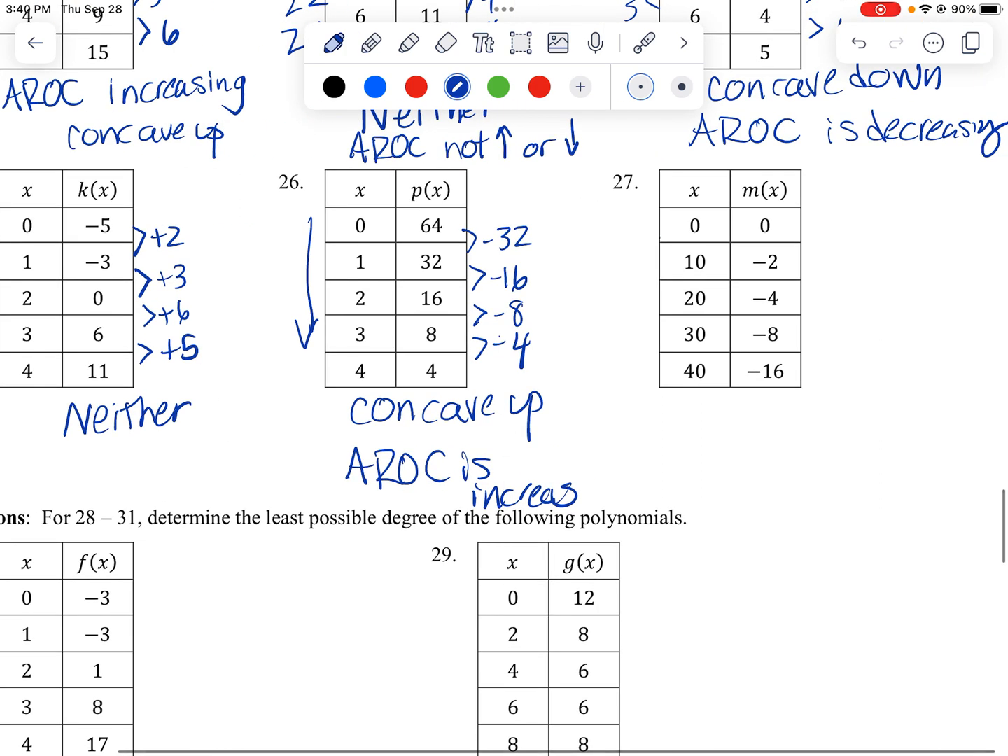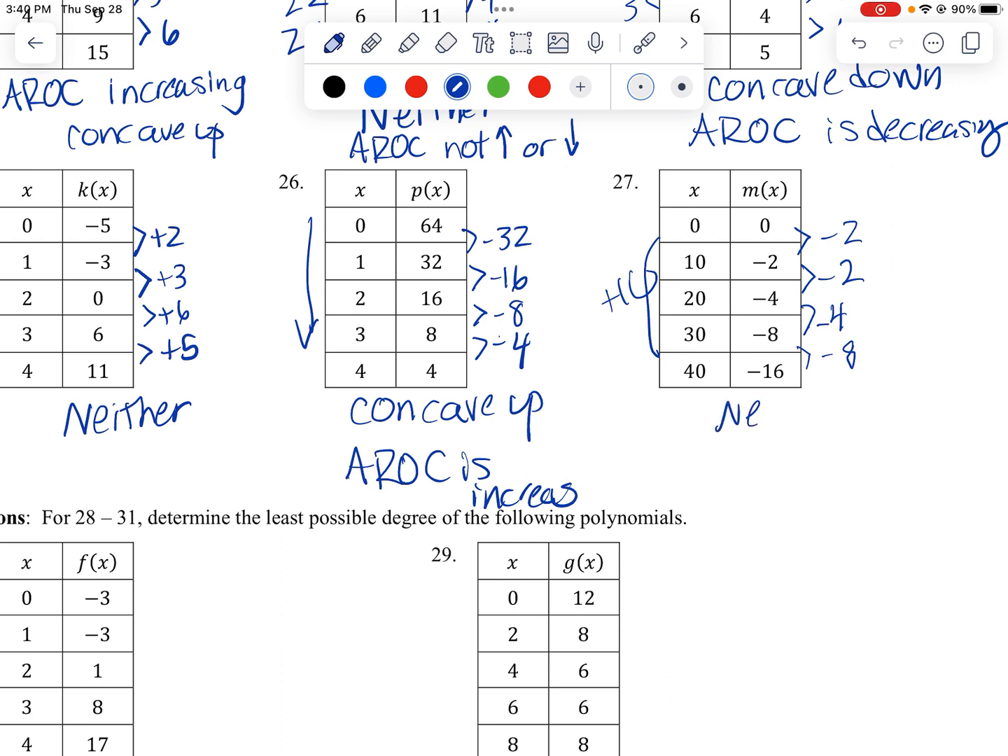And this last one, these are all going up by 10, so let's see, down by 2, down by 2, down by 4, down by 8. So this is going to be neither, because they are decreasing, and this one here is constant.